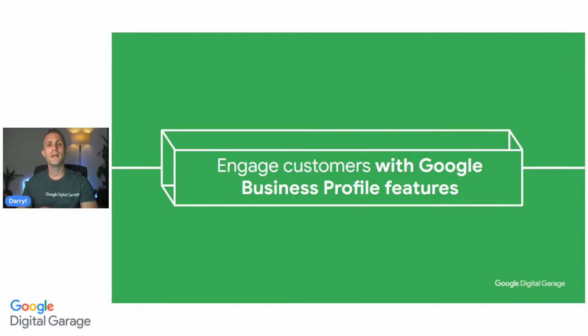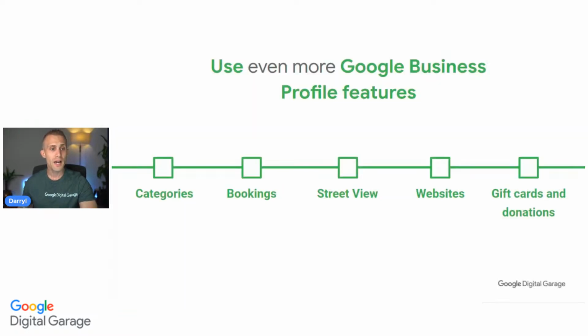Then we learned how we can set up this Google Maps listing. Then we looked at how we can optimize it. Now we're going to look at furthermore how we can go and engage customers with our profile. And that's what we want. We want people to engage. And how do we do this?